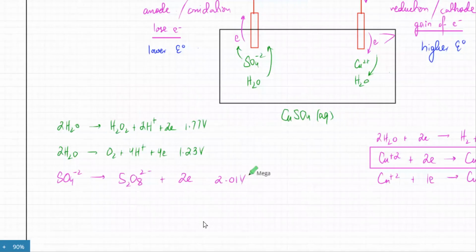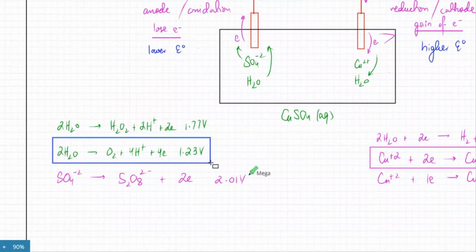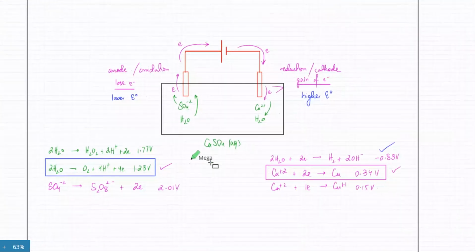So here's the equation. We're going to decide who loses electrons. The one that has the lowest E naught, that is coming out to be 1.23. That's the one that has the lowest E naught, and that loses electrons. So we've figured out our cathode and anode reactions in this case as well.